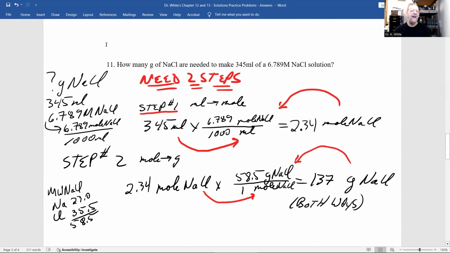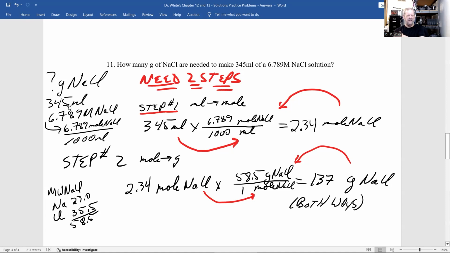Now, let's look at number 11. How many G, which is grams, of NaCl are needed to make 345 milliliters of a 6.789 capital M NaCl solution? And this is an everyday occurrence where you make stock solutions of a certain molarity from a solid or liquid or whatever pure substance. So we're trying to find grams of NaCl.